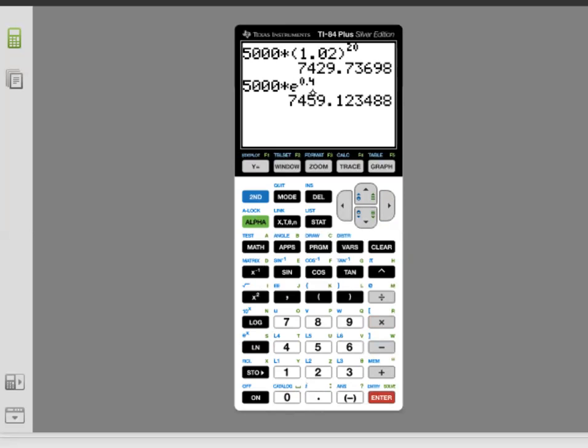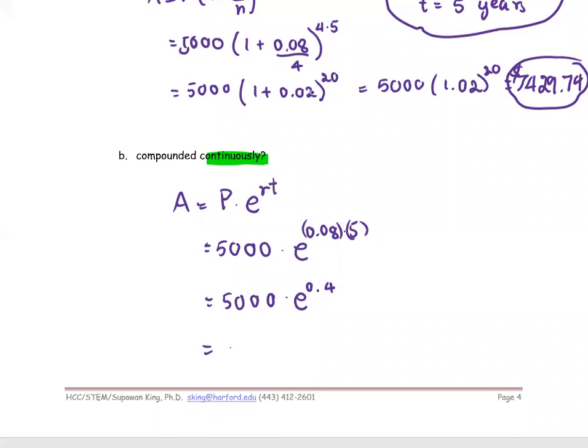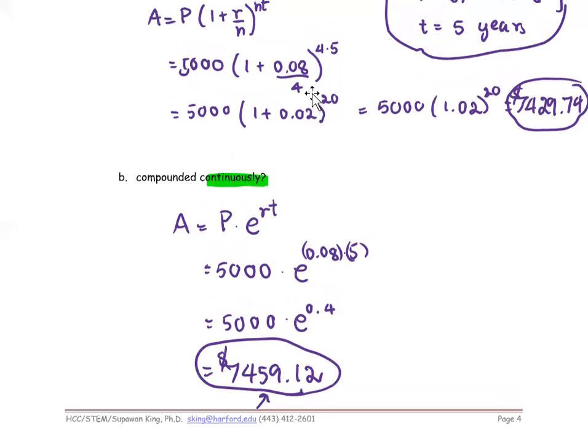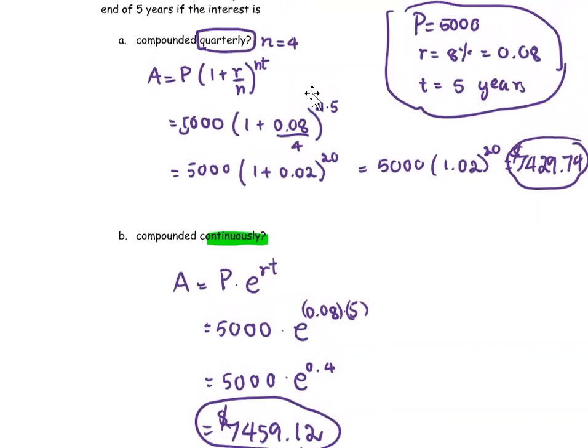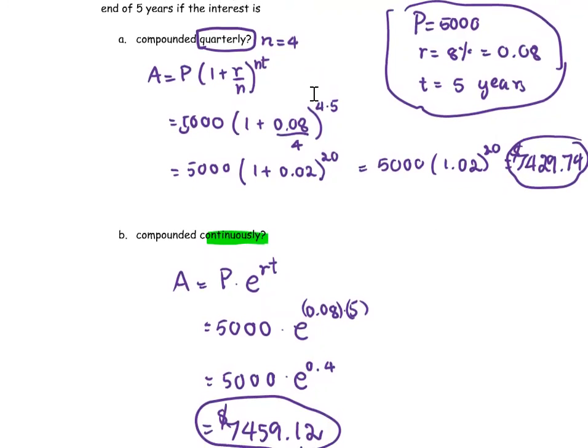So we get 7,459.12. As you see, if the interest is compounded continuously with the same time frame, you're going to earn more money than when interest is compounded a certain number of times throughout the year.